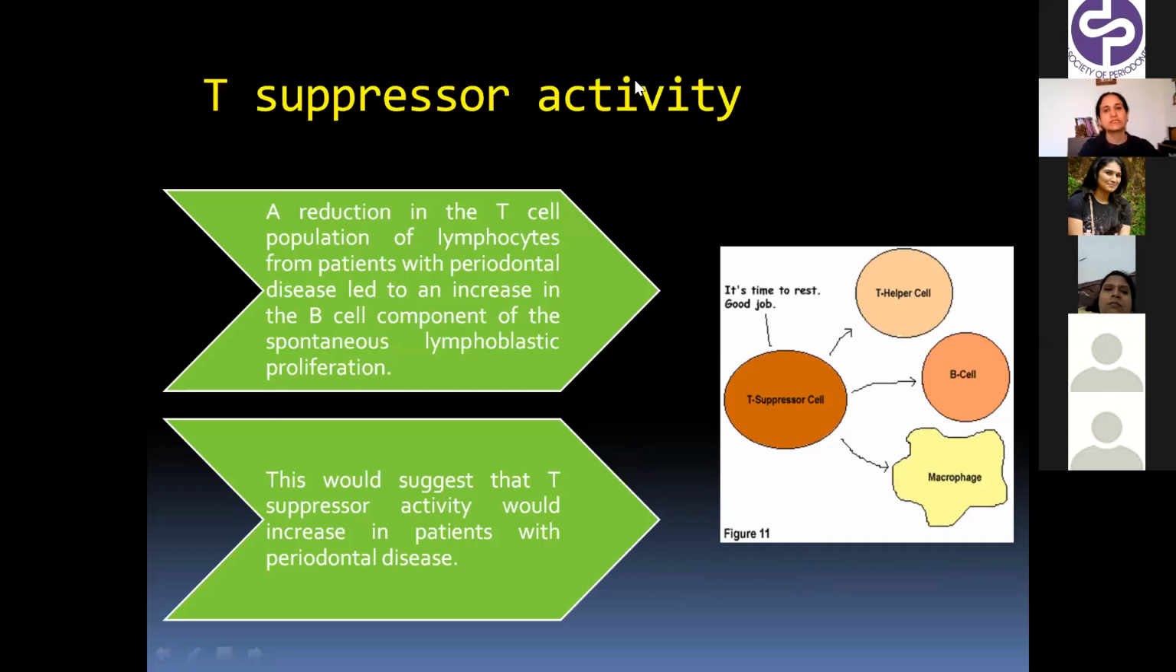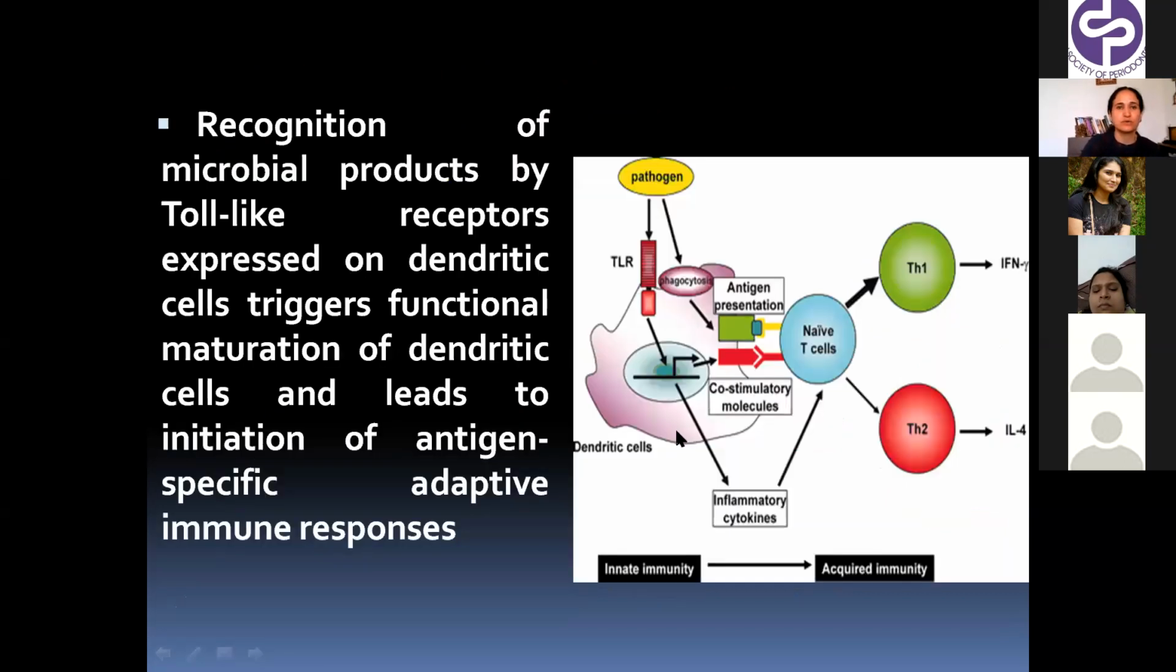Now there is T cell suppressor activity. Suppressor activity is that if the T cells go on dividing, then there will be formation of a lot of cytokines, and they will damage the host tissue more than the organism. So there are the T suppressor cells which will try to downregulate these different types of cells and not lead to the formation of more cytokines.